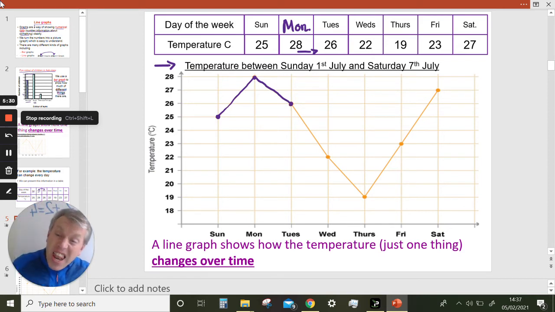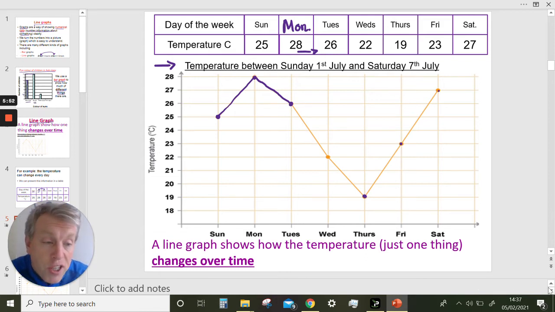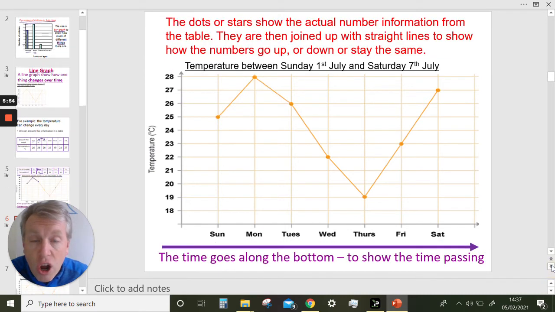And that line shows how many on each day and also shows the temperature going up, down, then it's falling, going down, falling down here on Thursday down to 19, the coldest time, and going back up again on Saturday. So that's a line graph. It's showing one thing changing over time.